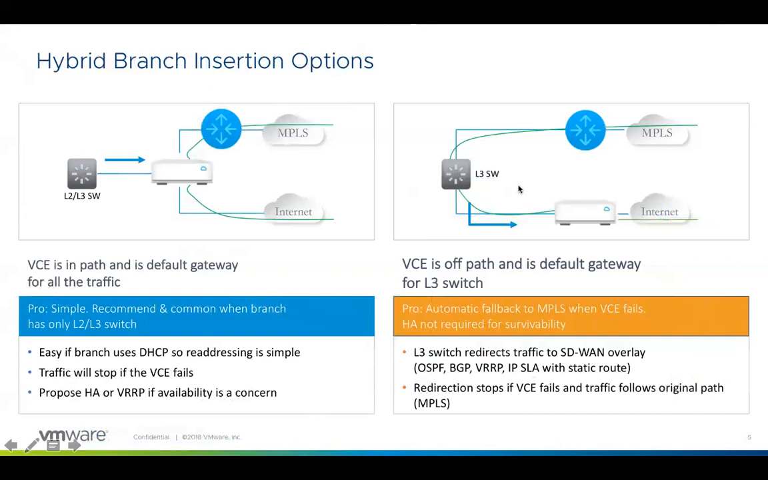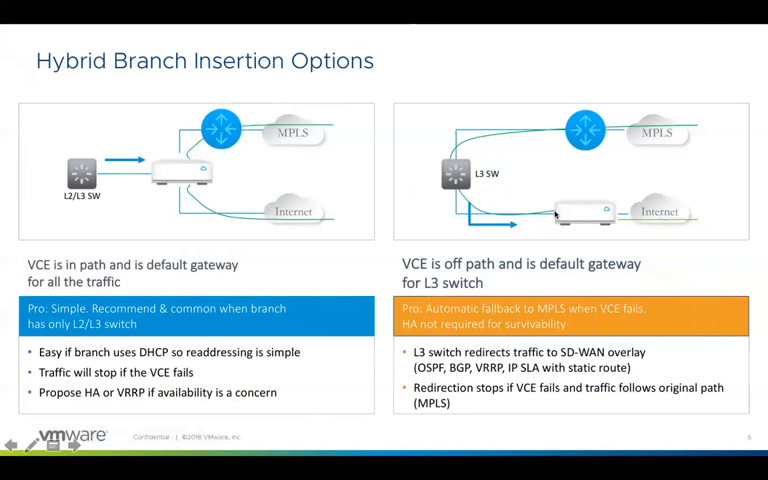And we can achieve that by either injecting more specific prefixes or by having a more favorable admin distance or routing metric. So one common topology or insertion is where we run BGP between the VeloCloud Edge and the L3 switch, and then we simply inject the routes from SD-WAN into BGP with a shorter AS path, for example, so that traffic will prefer the VeloCloud Edge over the traditional MPLS path.